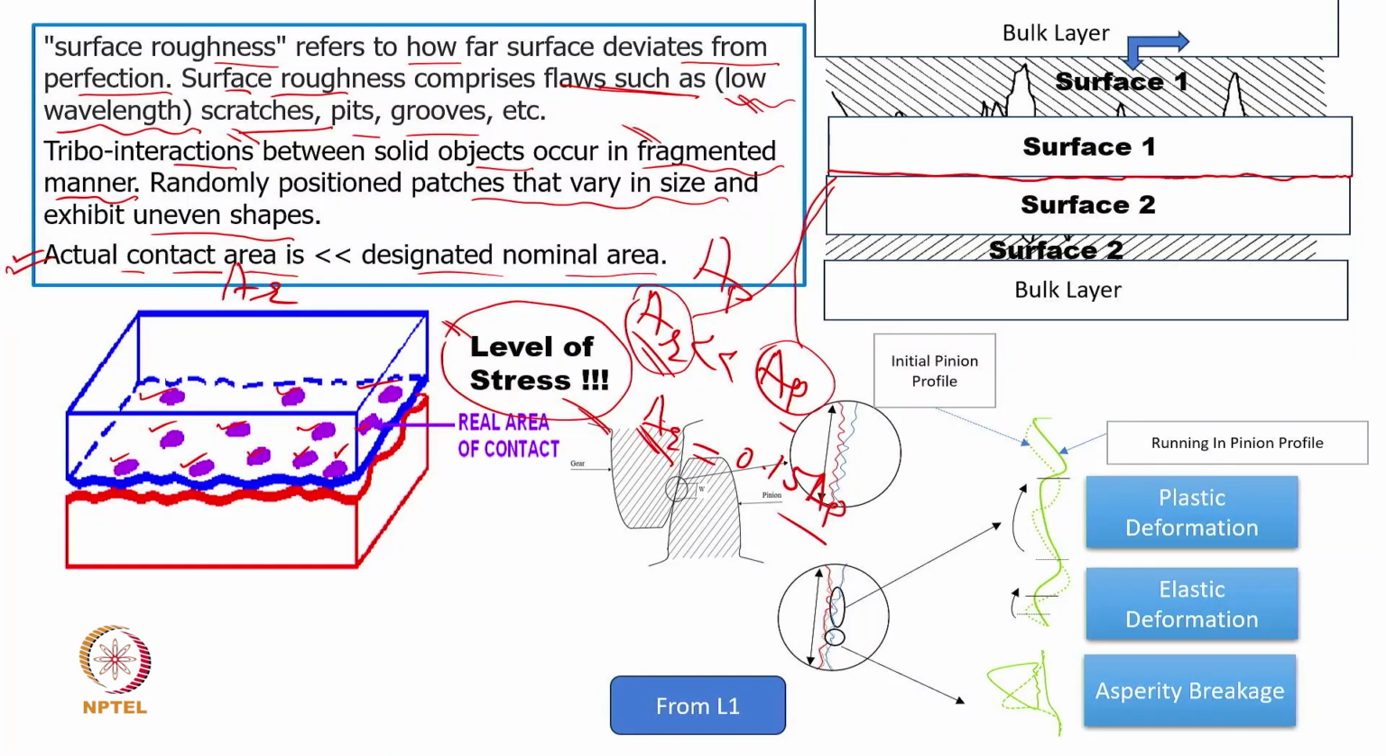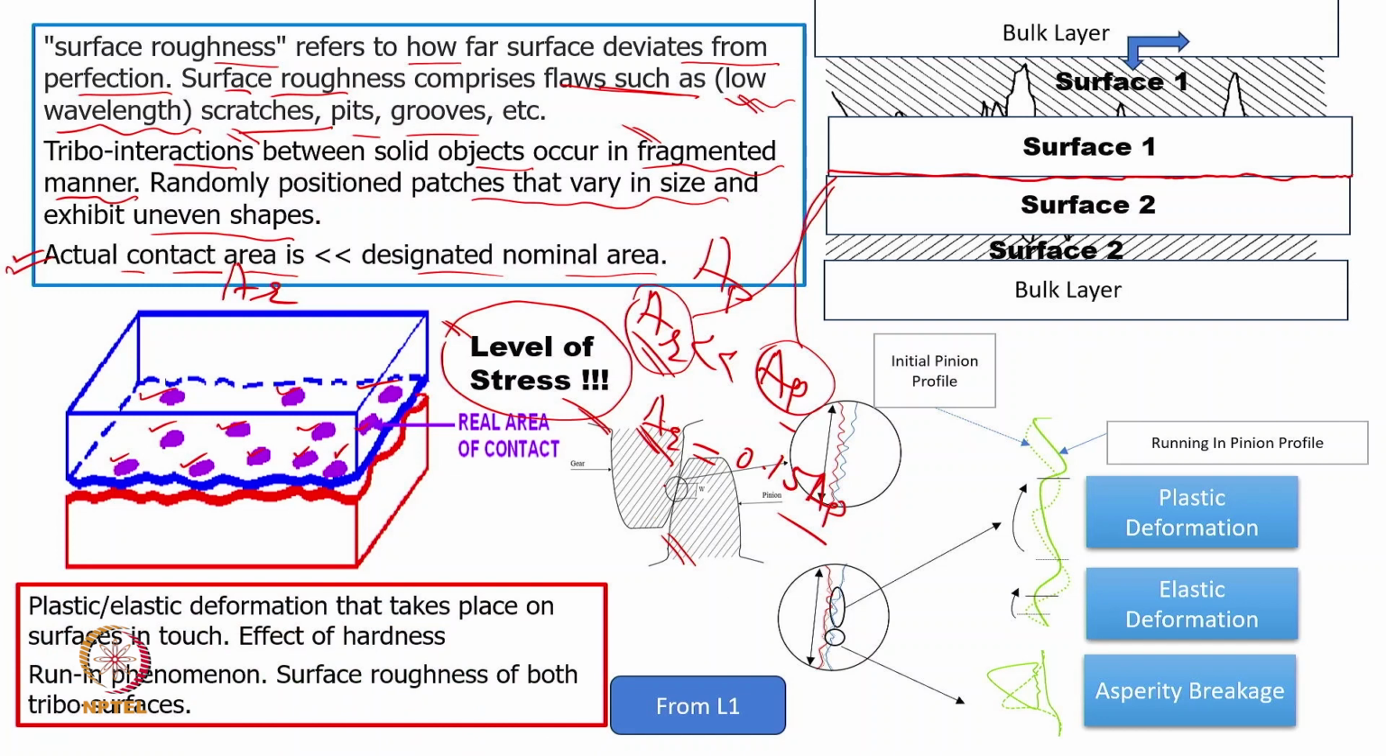Now we discuss this, and again I'm bringing the figure from lecture 1, where we studied a gear pair, and we said that when they come in contact, there are three possibilities. One is the asperities will break, elastic deformation will occur, or plastic deformation. Quite possibly 5% possibility is that asperities will break, 65% possibility is that elastic deformation of the asperities will occur, and 30% of asperities will undergo plastic deformation.